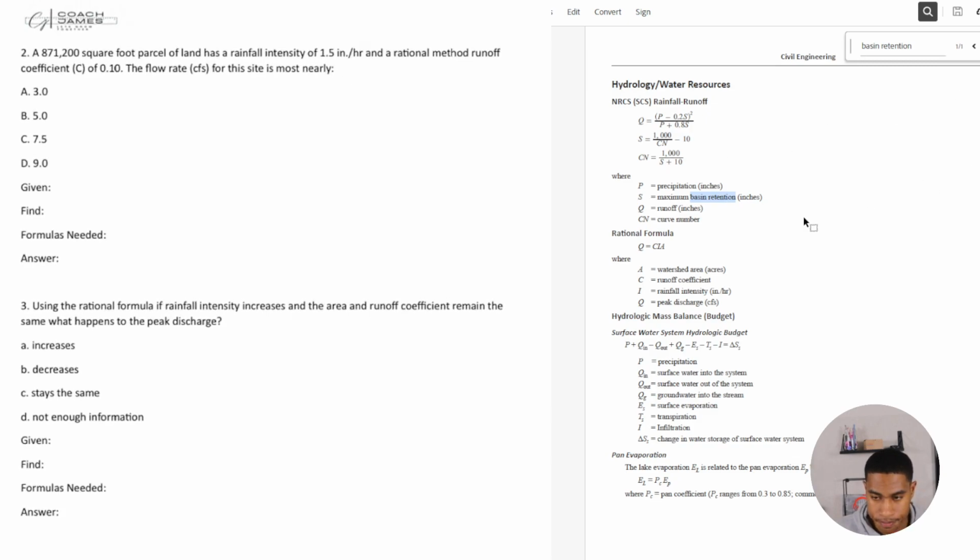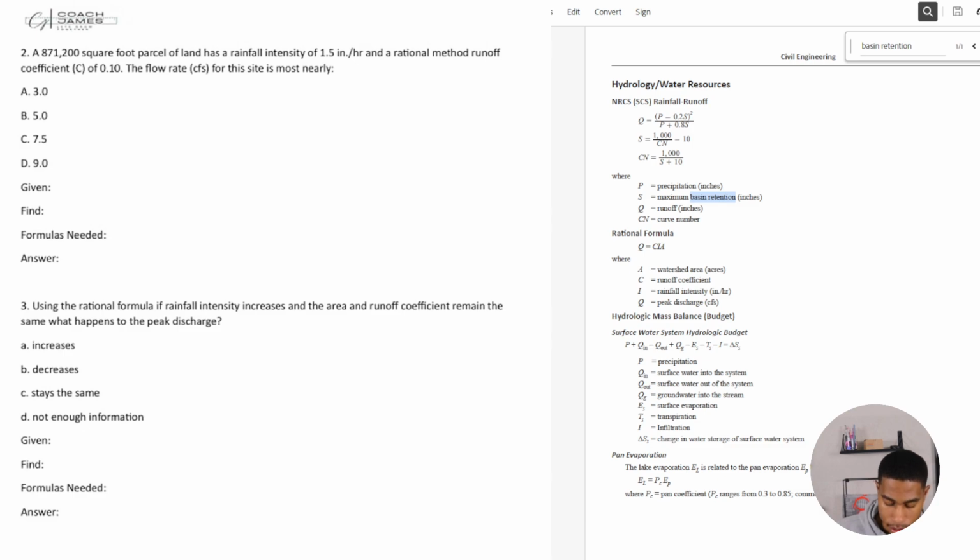Number 2 says a 871,200 square foot parcel of land has a rainfall intensity of 1.5 inches per hour and a rational method runoff coefficient C of 0.1. The flow rate in cubic feet per second for this site is most nearly what?